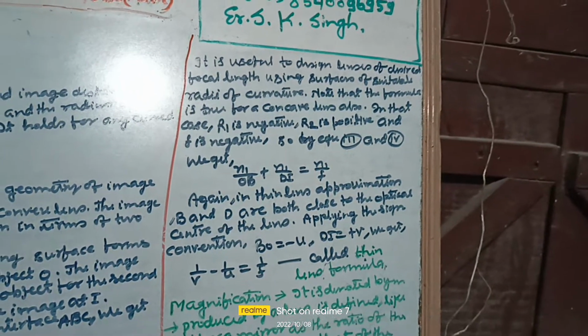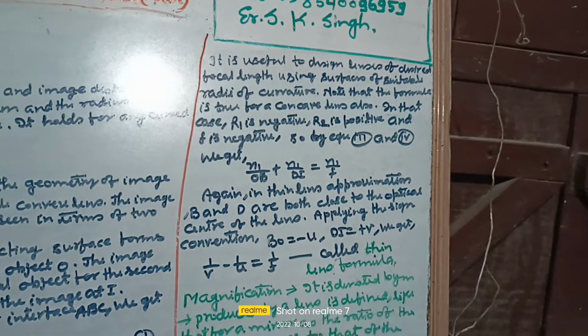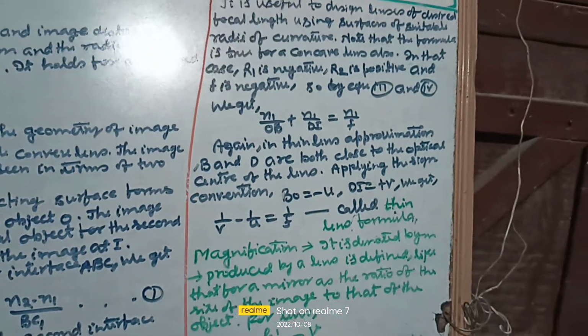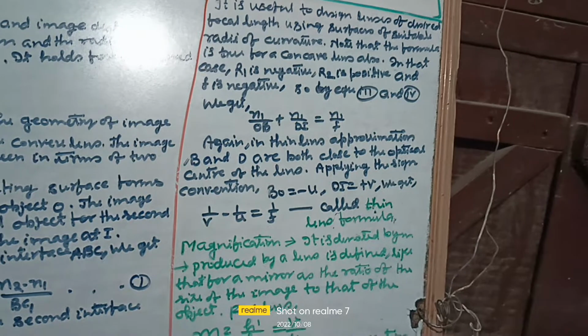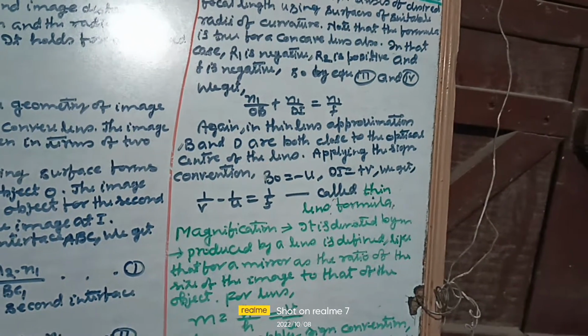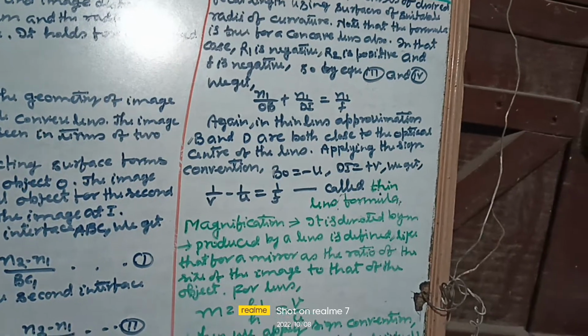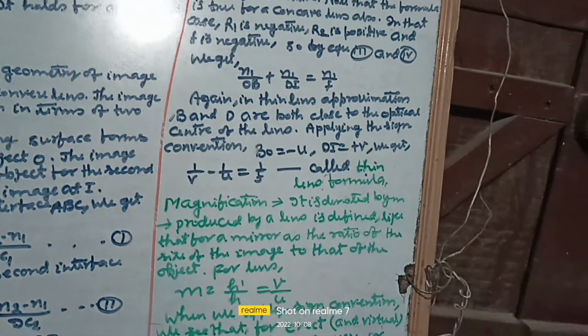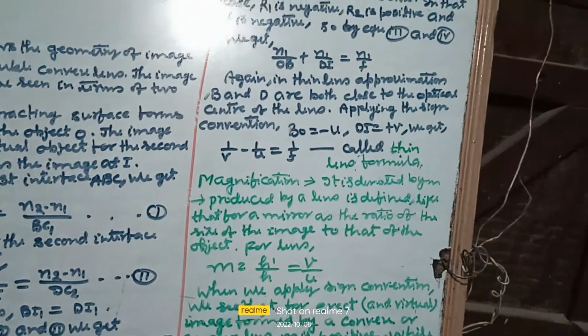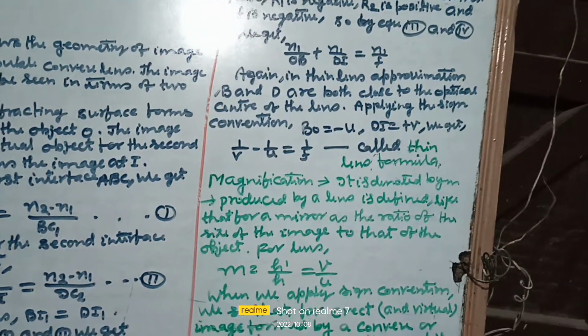So by equations 3 and 4, we get n1/OB + n1/DI = n1/f. Again, in the thin lens approximation, B and D are both close to the optical center of the lens. Applying the sign convention, OB = minus u, DI = v, we get 1/v minus 1/u = 1/f, called the thin lens formula.